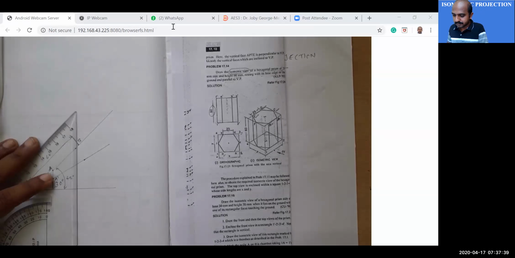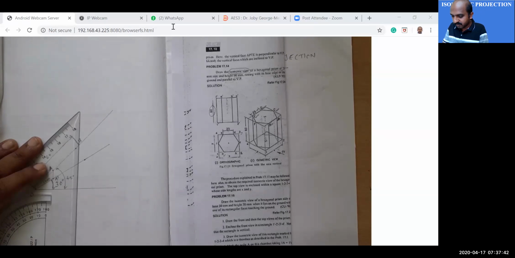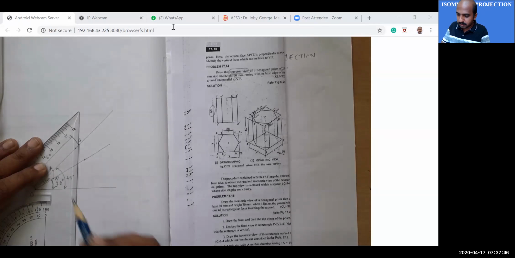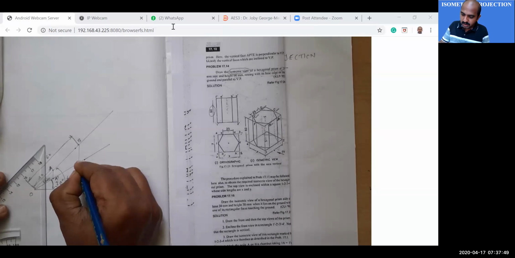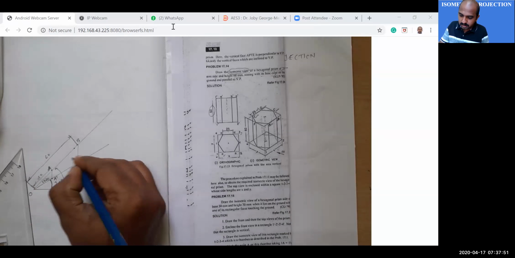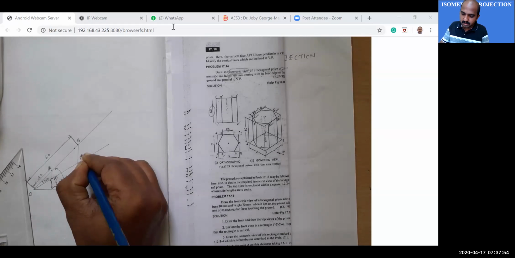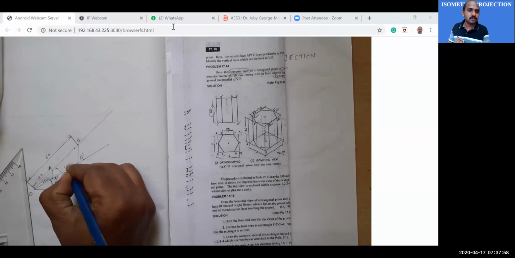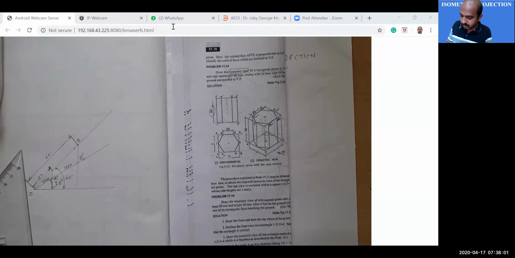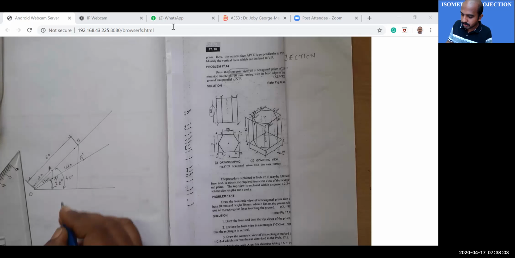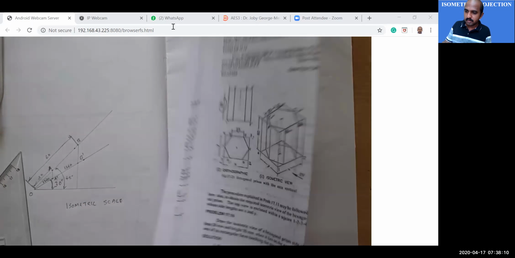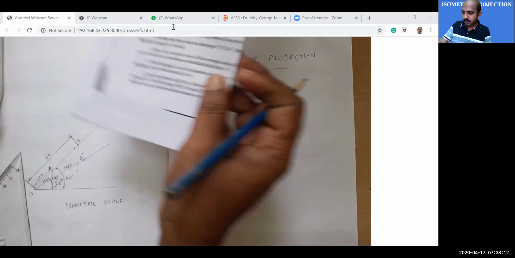Similarly, from B you drop a perpendicular. Then it will touch the 30-degree line at this point. This is OB dash. OB dash is the isometric length of 60. So this is known as the isometric scale. This is the first step, the isometric scale. Now we are going to draw the isometric projection.